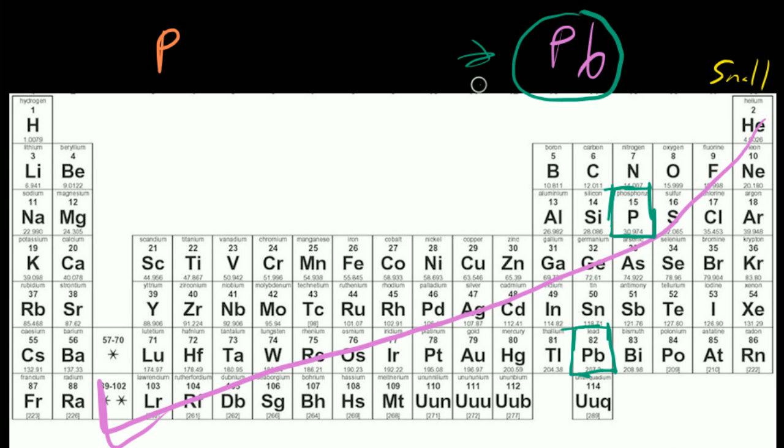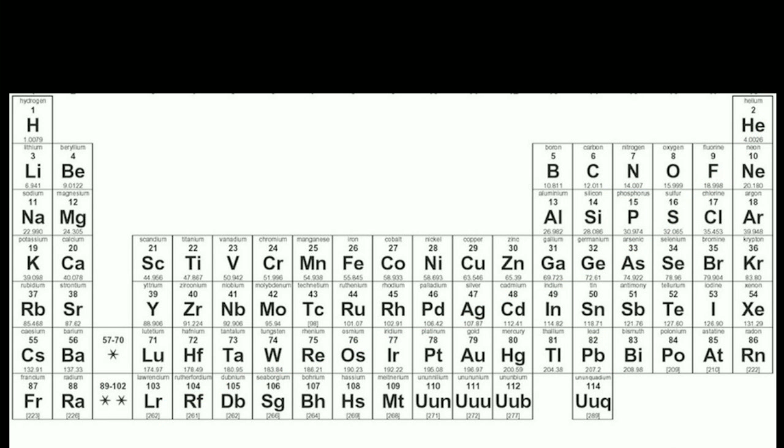So anyway, hopefully you found this useful. And actually, you know what? Let's do one more. We've got time. So let's do one more of these. Let's say our two elements are, let's say, carbon versus fluorine.